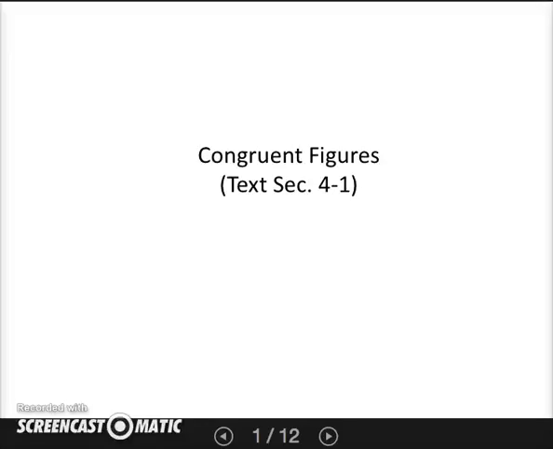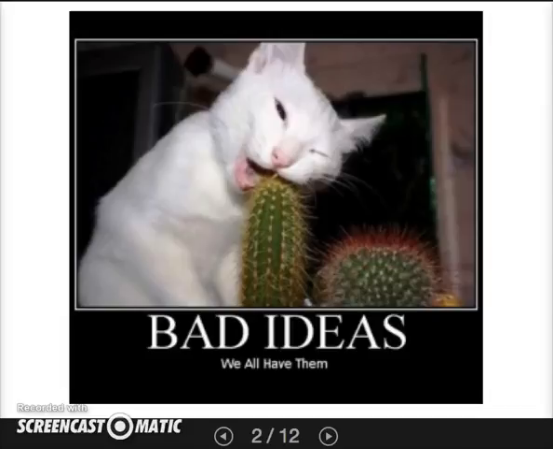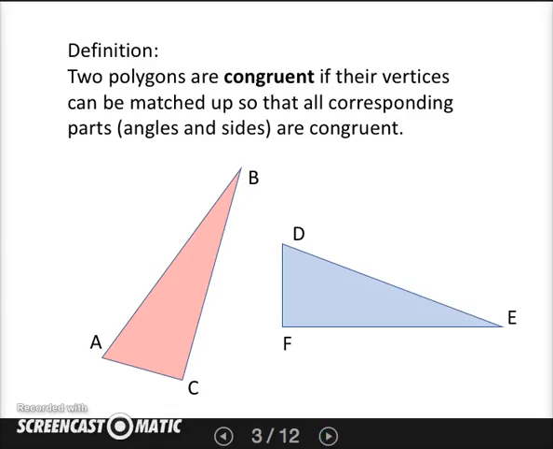This video is about congruent figures, and you can find it in your text in section 4-1. Here's a definition for you. Two polygons are congruent if their vertices can be matched up so that all corresponding parts, angles, and sides are congruent. So let's take this statement apart a little bit.